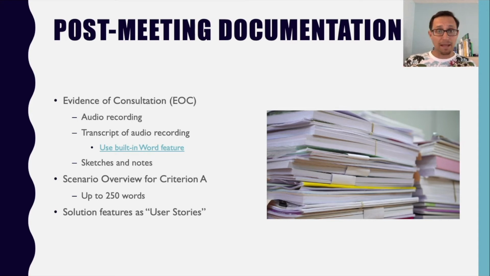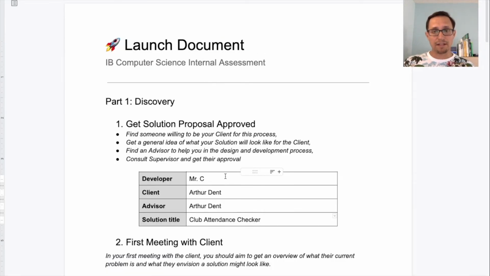Afterwards, you will write up a scenario overview of the client up to 250 words. This is for criterion A. And then finally, the solution features as user stories. We will discuss this very shortly, actually, but let me show you here what that looks like from the perspective of this document.